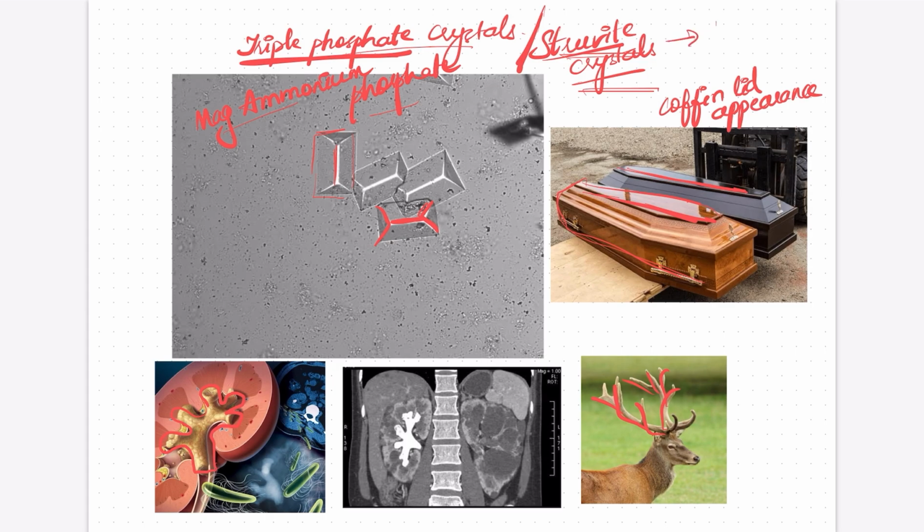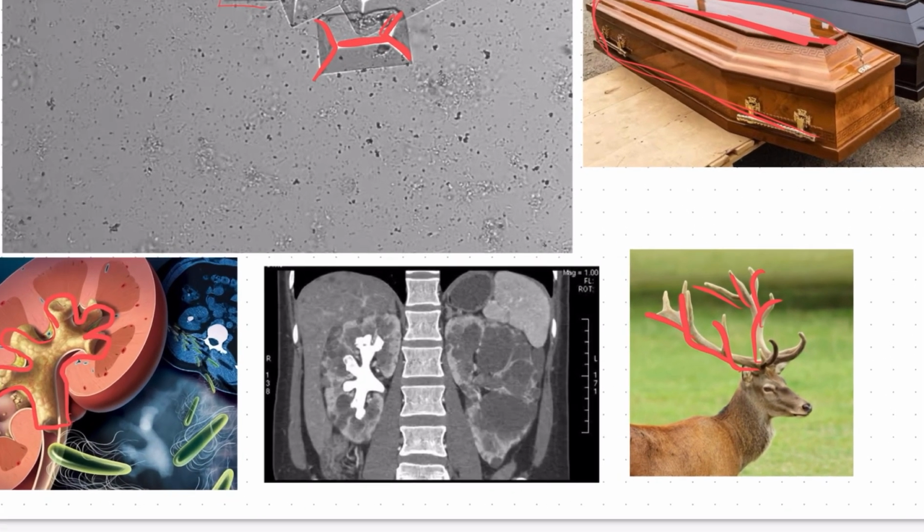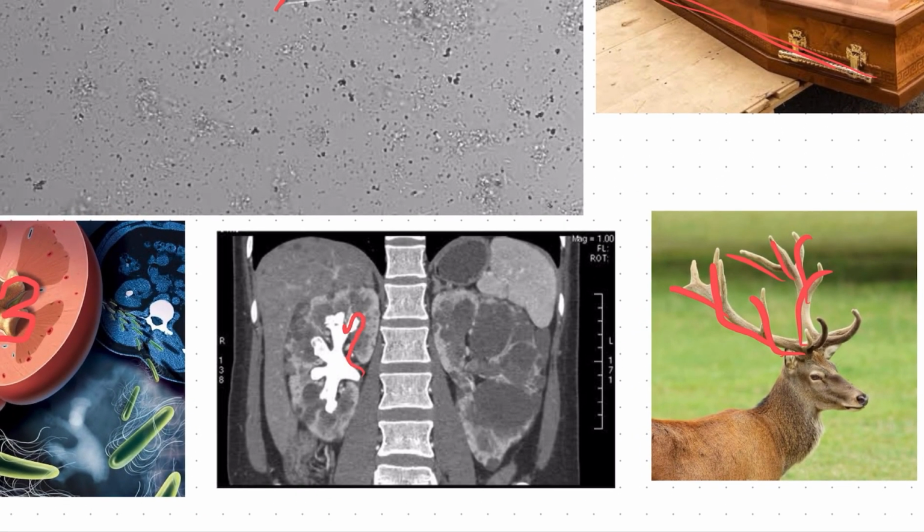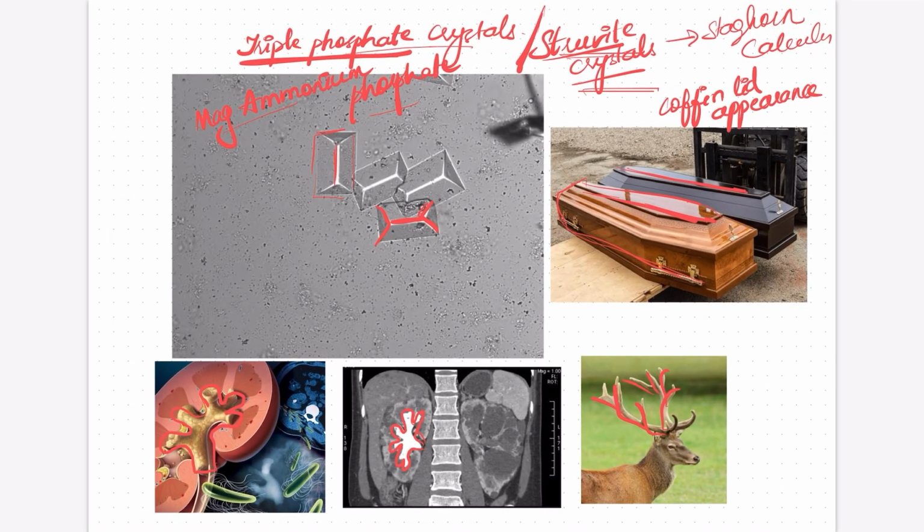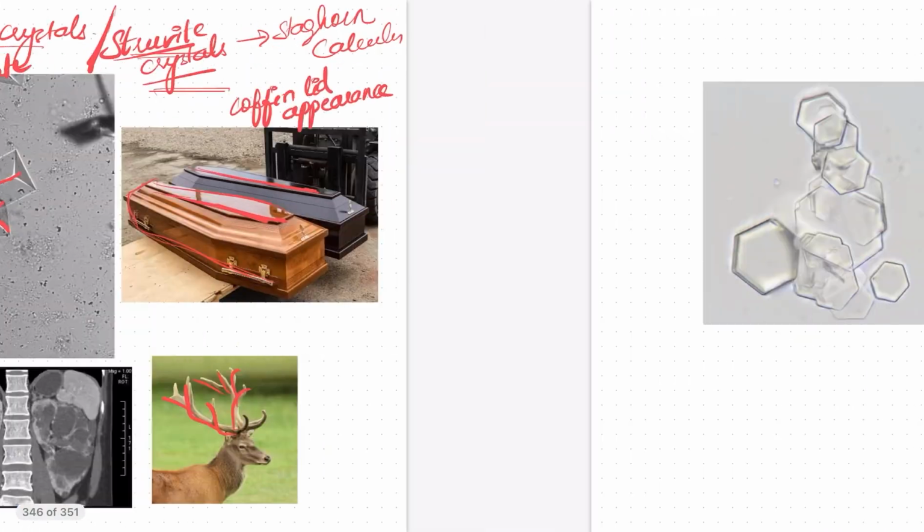Struvite crystals give rise to staghorn calculus. It is radio opaque. In an X-ray, sorry, the CT, it appears like this, a staghorn calculus. On radiology also it appears like a staghorn, branches of an antler horn. So these are rectangle shaped crystals with three lines, one, two, three. So it is triple phosphate or coffin lid appearance, also called struvite crystals, which give rise to staghorn calculus. This is about triple phosphate.